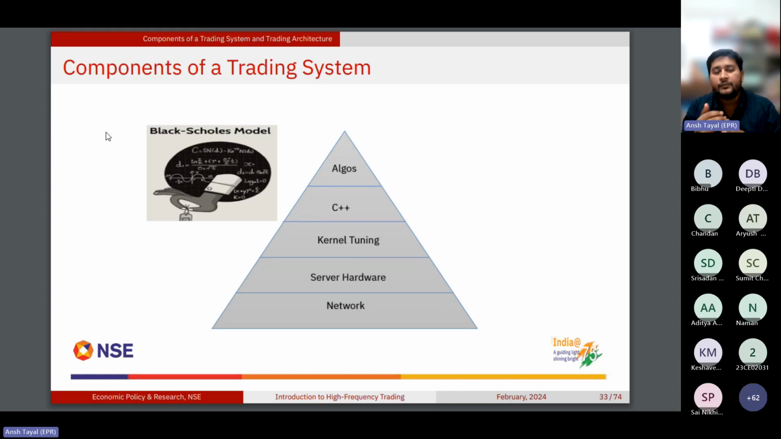And then above that, you have programming. You program your strategies. And then at the top, you have strategies, for which you need to do research, back testing, and come up with strategies. So if you look at the top down of this pyramid, first you need efficient strategies. So you do research, do back testing, and build strategies. Then you program it in low latency software. Then you optimize your kernel. Fourth, you optimize your hardware, and then fifth, you optimize your network layer. So these are the main 5 components of a trading system.